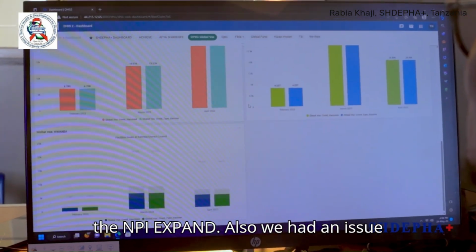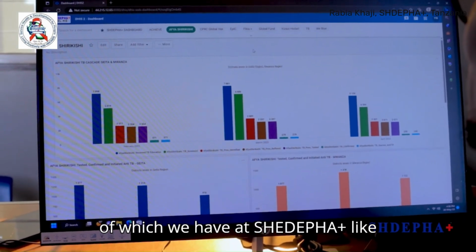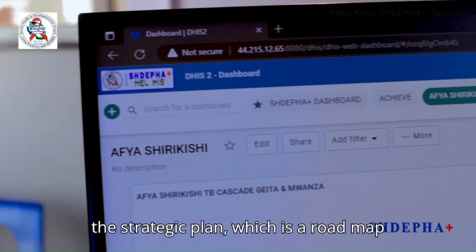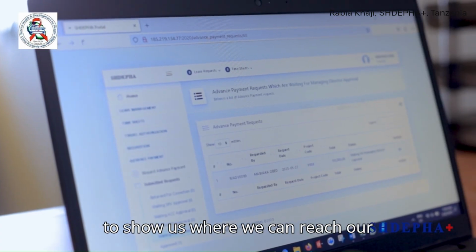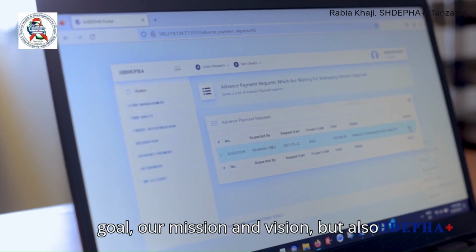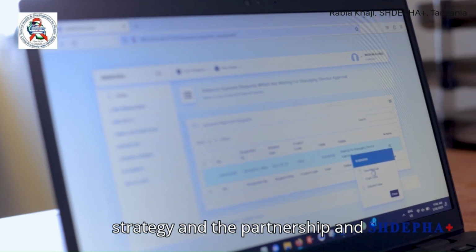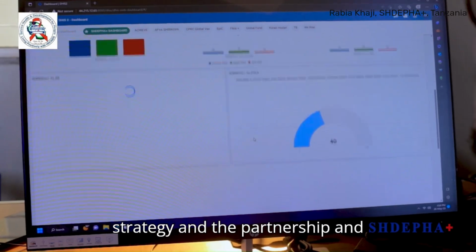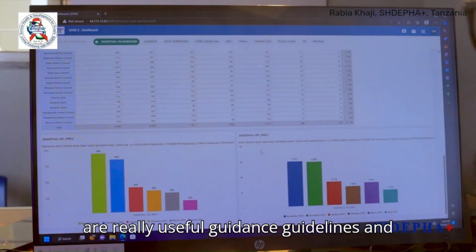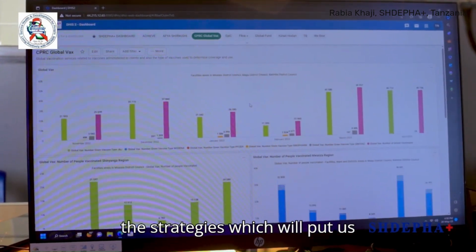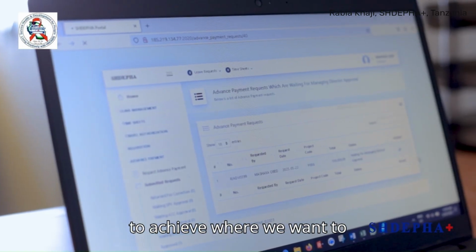Also, we had an issue of reviewing and updating the guidelines which we have at Shidefa, like the strategic plan, which is a roadmap to show us where we can reach our goal, our mission and vision, but also the advocacy policy, the communication strategy, and the partnership and networking policies. All of these policies are really useful guidelines and strategies which will put us to achieve where we want to achieve.